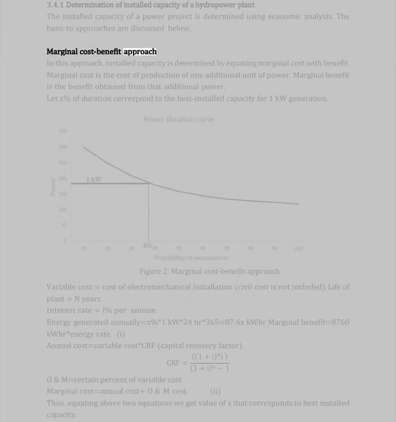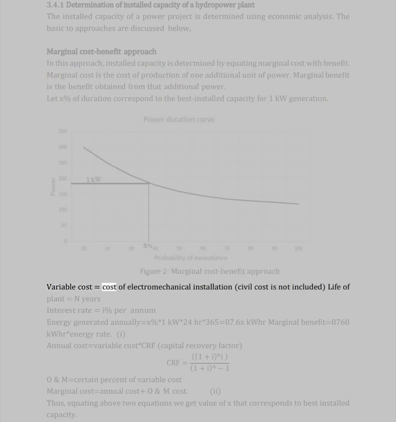1. Marginal cost-benefit approach. In this approach, installed capacity is determined by equating marginal cost with benefit. Marginal cost is the cost of production of one additional unit of power. Marginal benefit is the benefit obtained from that additional power. Let X% of duration correspond to the best installed capacity for 1 kilowatt generation. Figure 2, Marginal Cost-Benefit Approach.